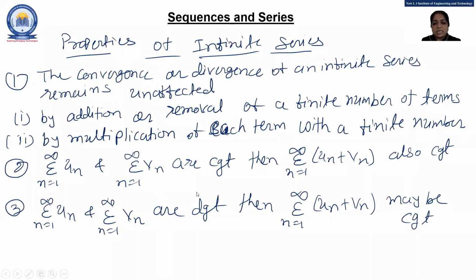So it means if we have two series and both are convergent, then the summation of the two series must be convergent. But if we have two different series that are divergent, then the summation of the two series may be convergent or may be divergent. And if one is convergent and one is divergent, then we cannot predict anything. It depends on the particular series and the particular sum.